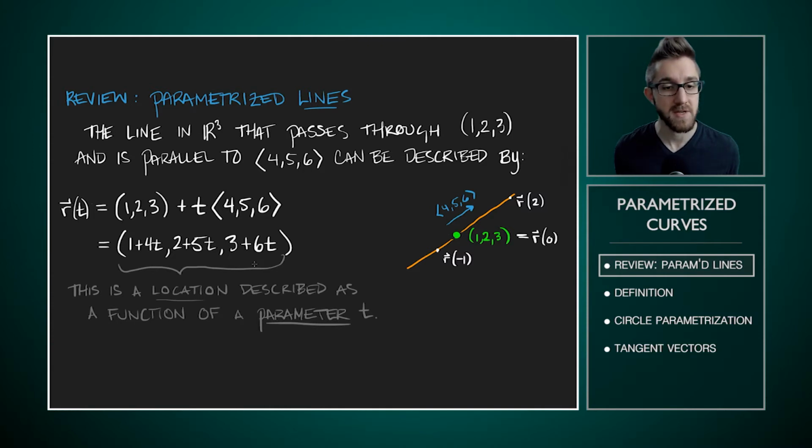The only difference now is that the path that this point traces as t increases would not necessarily be a line. But actually, that's kind of good. We're going to see that parametrized curves let us describe a large variety of different paths in 3 and 2-dimensional space.